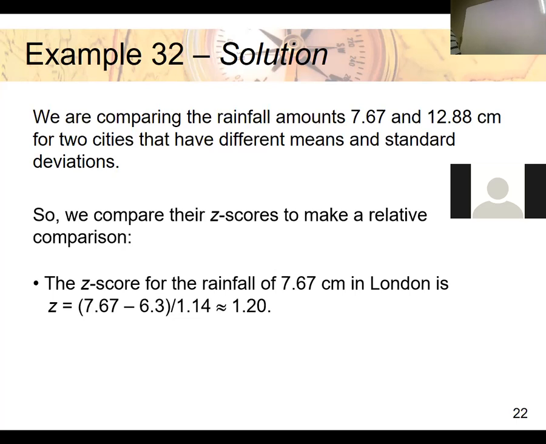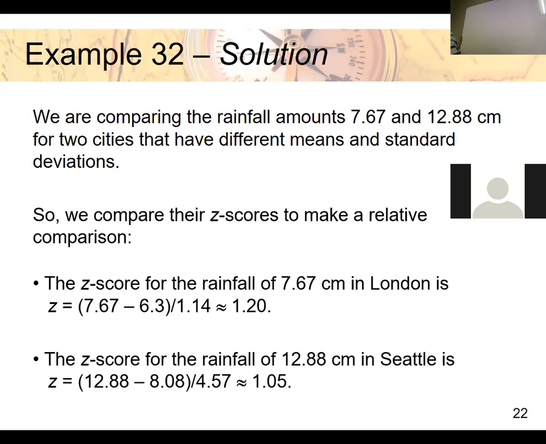Now for Seattle, the rainfall there was 12.88 centimeters. So we take 12.88 and subtract the mean for Seattle, which was 8.08. That would give us 4.80, I believe. Then divide that by the standard deviation of 4.57. That gives approximately 1.05. So we just compare those z values to find out which one has received relatively more rainfall.